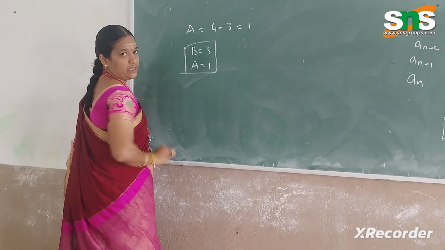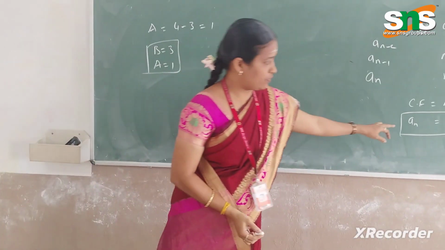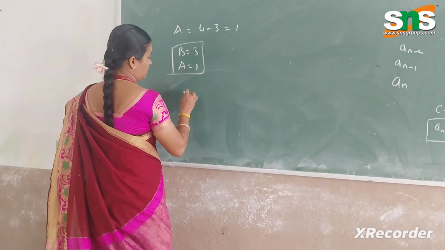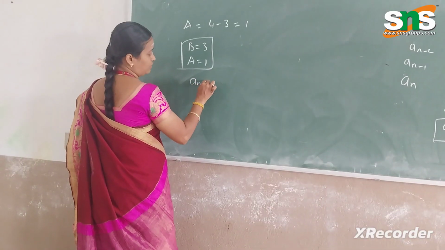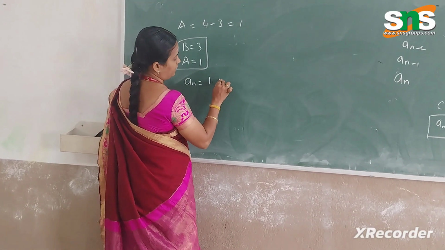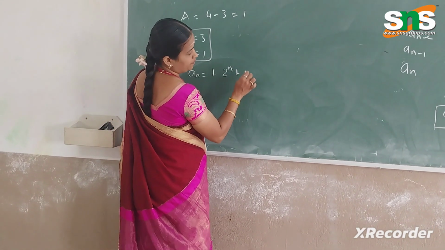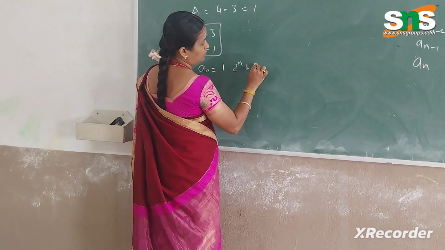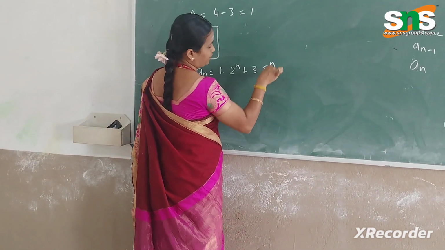Now I am going to replace a and b in equation number 1. So what is your solution? a_n is equal to 1 into 2 power n plus, what is your b value, 3 into 5 power n.